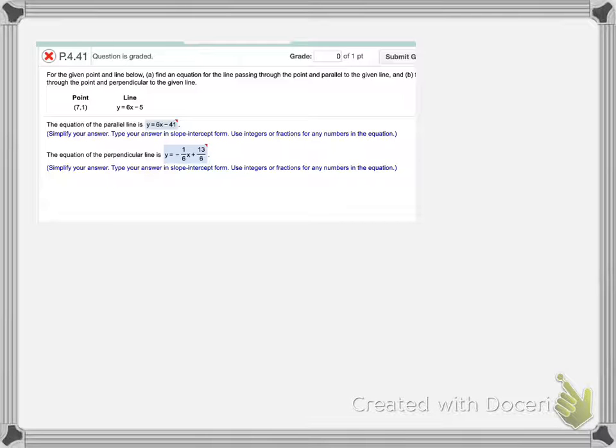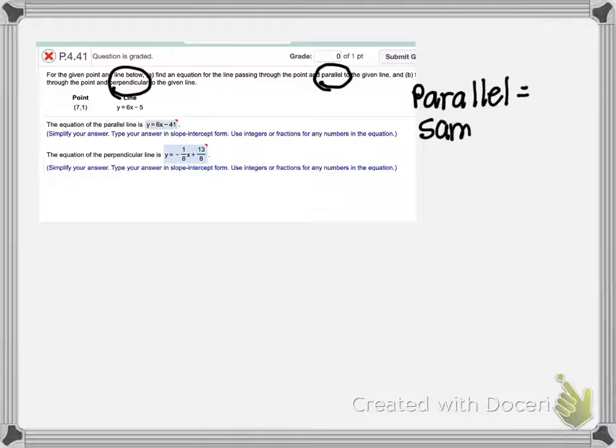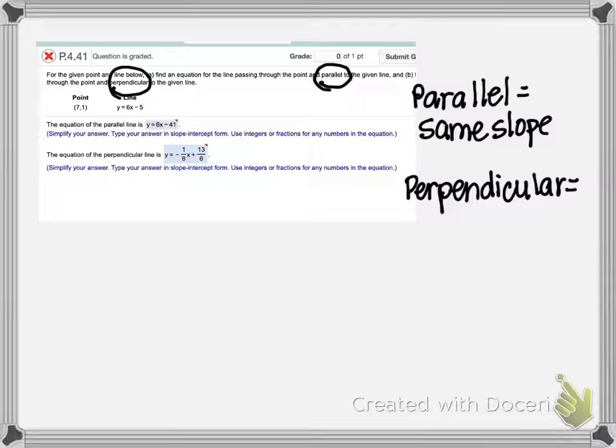The next one, for the given point on the line, find the equation for the line that's passing through the point and is parallel to the given line. And then they also want to find one that's perpendicular. So the key for parallel and perpendicular is parallel lines have the same slope. So you've got to remember parallel means same slope. And perpendicular lines are going to have opposite and reciprocal slopes. So opposite reciprocal slopes basically means we're going to flip it and change the sign.